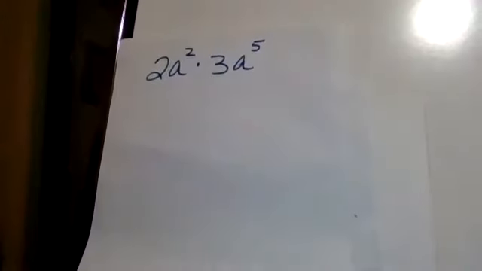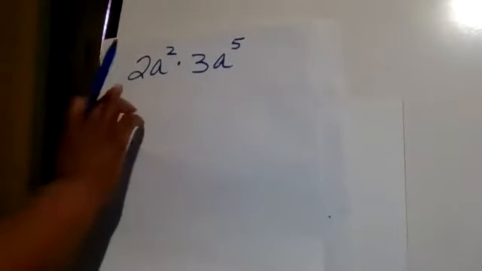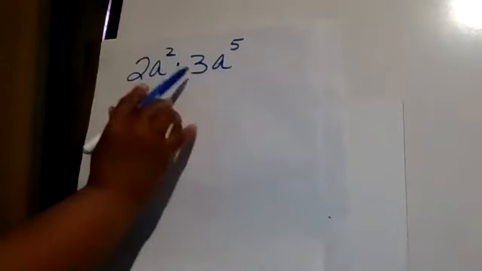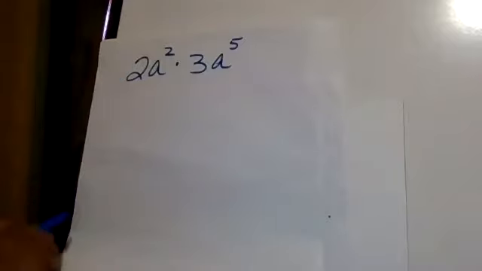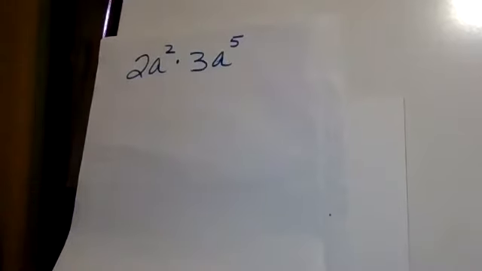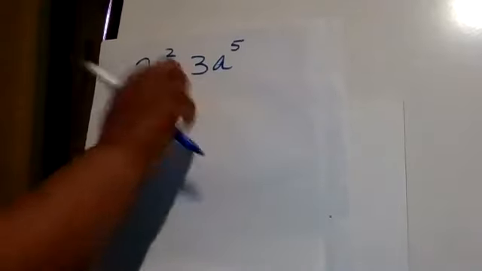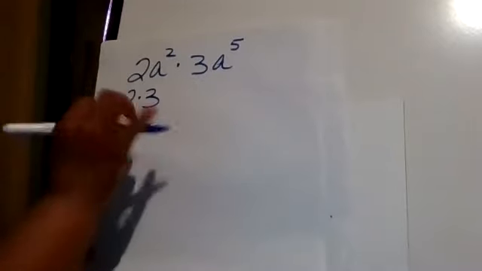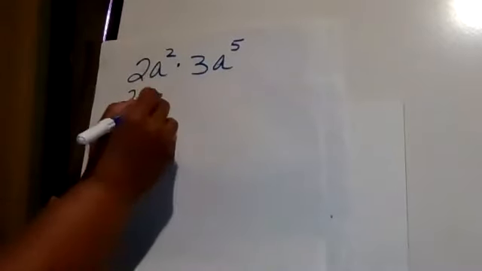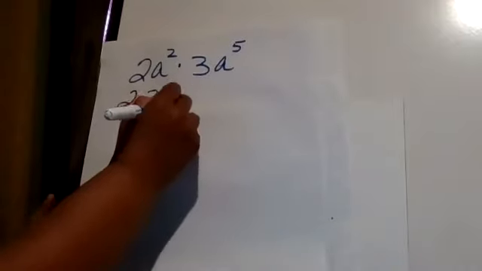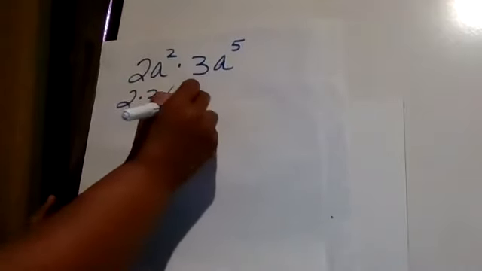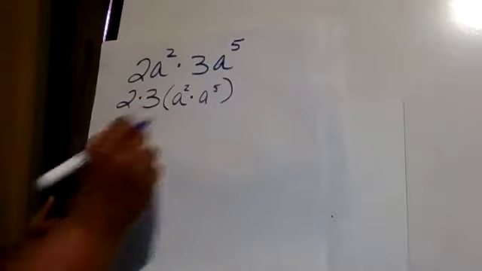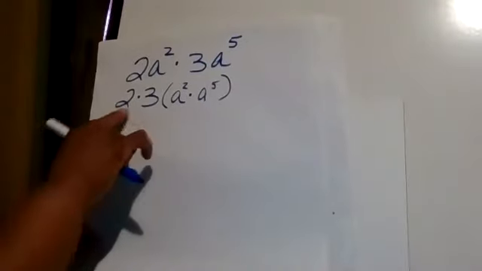So when we're working out this type of problem, we have 2a squared times 3a to the fifth. Remember, multiplication is commutative and it's associative. So you're going to rewrite this by multiplying the numbers together, 2 times 3, and then I have like bases. Put those together, a to the second times a to the fifth.